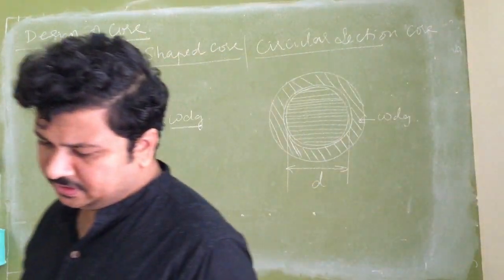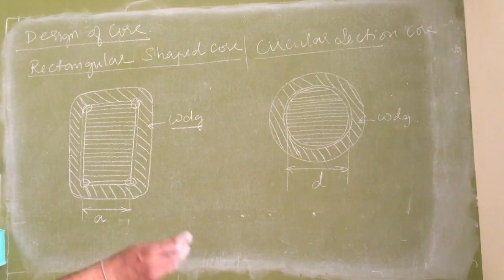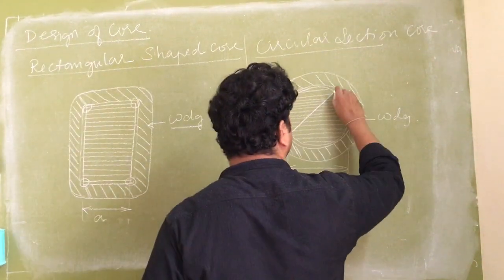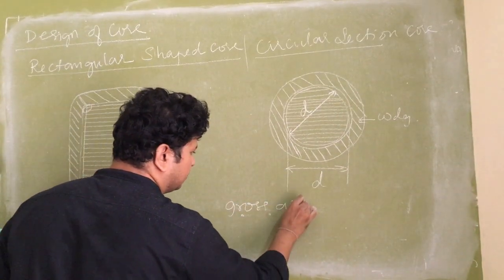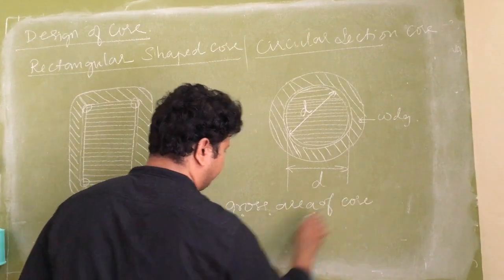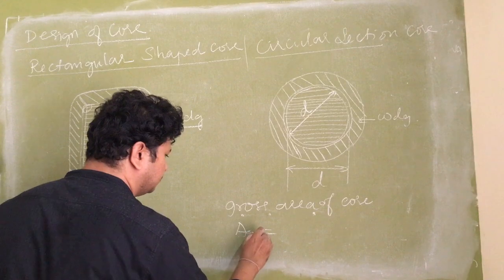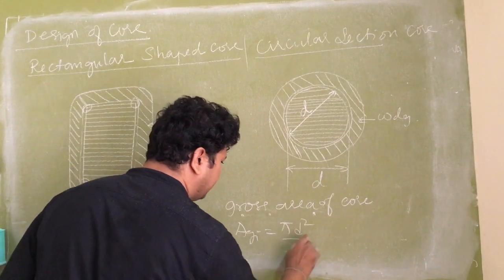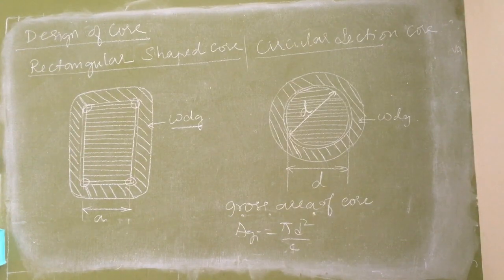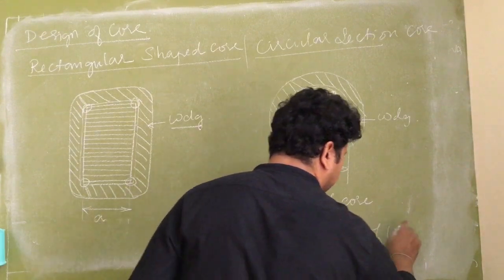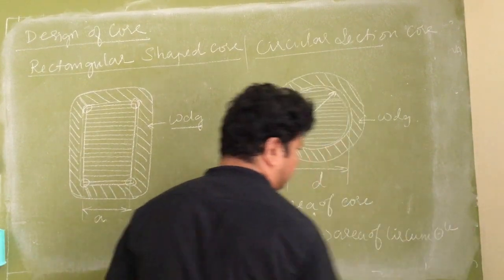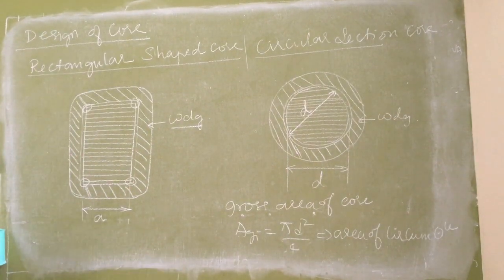Now what is the area of core? This is D. Gross area of core, AGI, is equal to pi D square by 4, which is nothing but the area of circumcircle. Now what is net area?